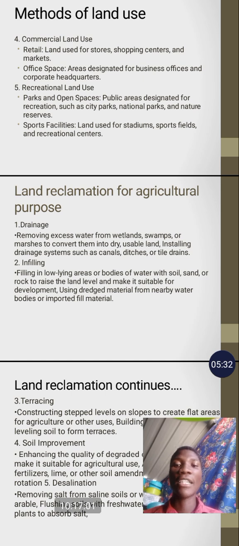for agricultural use. In the lesson for today, we have discussed the land tenure system, in which we talked about principles of land tenure system. We talked about land tenure systems in Namibia, and then land reclamation methods. So this brings us to the end of the lesson for today.